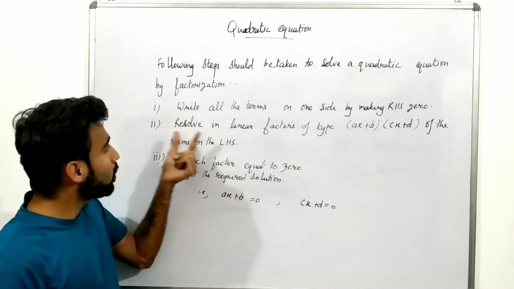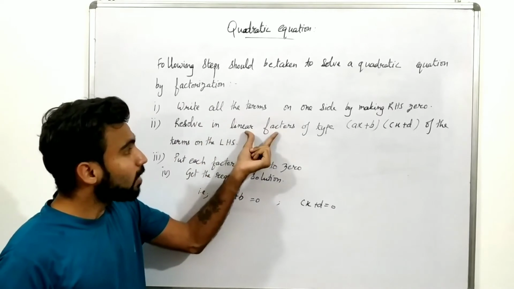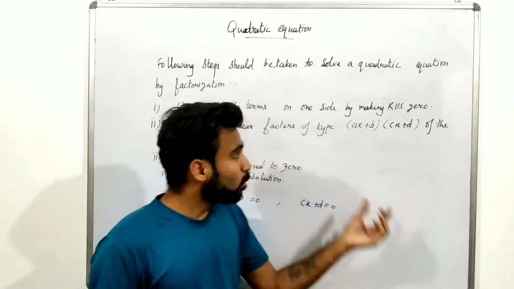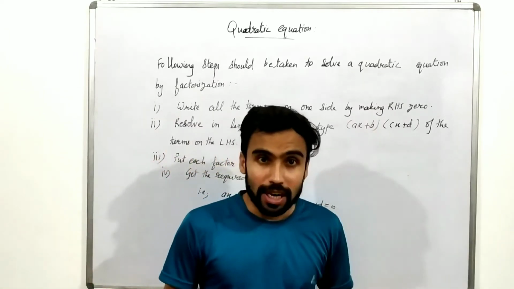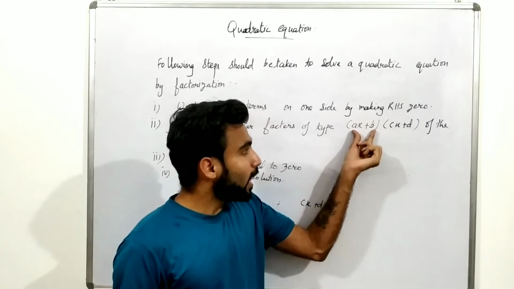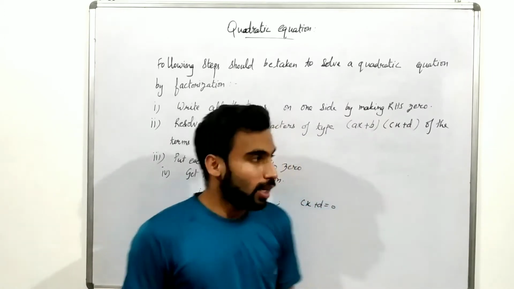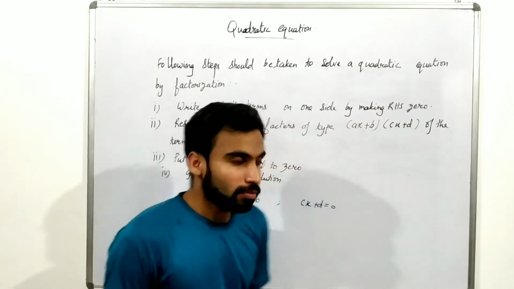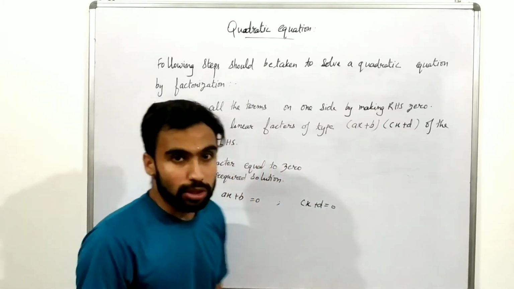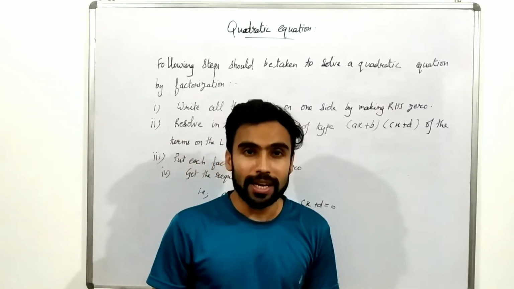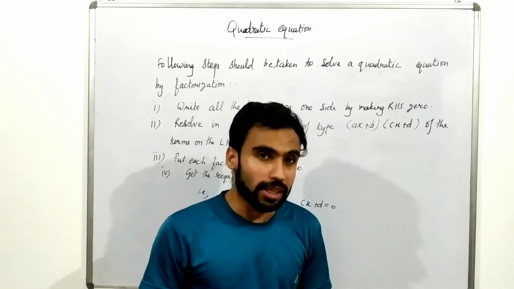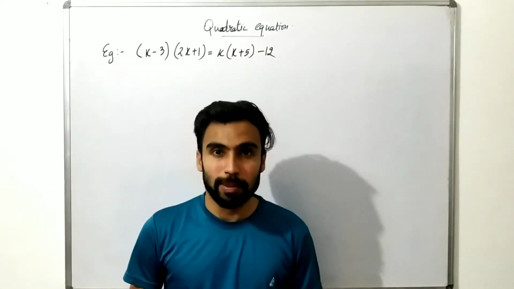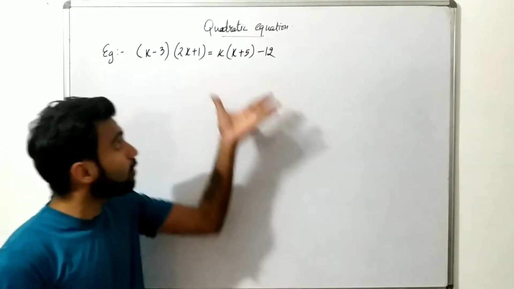Now moving to the second step, you have to resolve into linear factors of the type ax plus b, cx plus d. That means you have to split the term on the left hand side and write it in the form of ax plus b and cx plus d. And in the third step, you have to put the factors one by one equal to 0. And finally, you will get the required solution. So this is how you will obtain the roots of a quadratic equation. That's all.